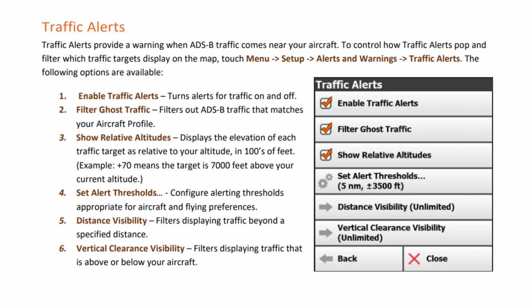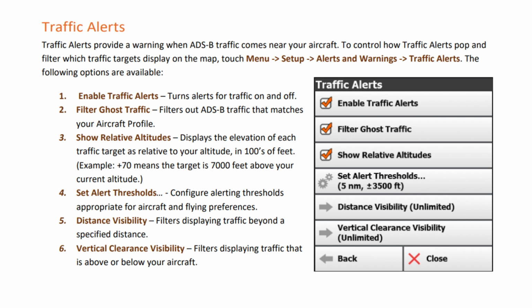It'll allow you to filter ghost traffic, which you do want to keep enabled. That basically removes any duplicate traffic on the screen. And it allows you to change whether it shows the relative altitudes or just the GPS altitude of the aircraft. I would recommend relative, but it's personal preference. And then it allows you to set alert thresholds for aircraft and what kind of warning you'll get between the nautical mile and vertical clearance there. I'll display another infographic here in a second that goes over that further.